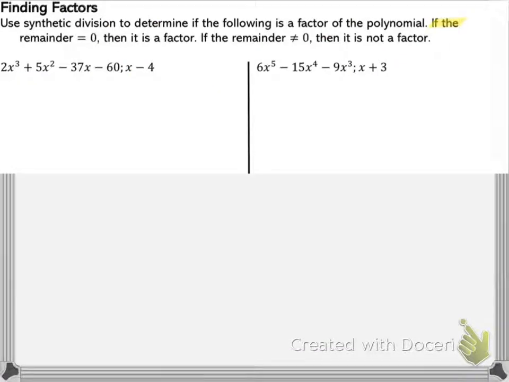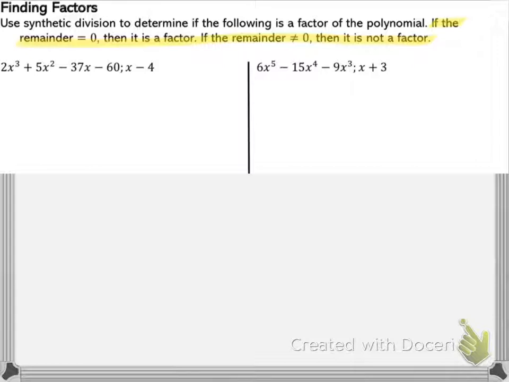So the final little bit is just basically a review of synthetic division because I just want to make sure nobody loses that skill. It's a really good skill to have. It says in this particular section, use synthetic division to determine if the following is a factor of the polynomial. And this next sentence is really important. Go ahead and just highlight it. It should be, if the remainder is equal to 0, then it is a factor. But if the remainder does not equal 0, then it is not a factor. So sometimes it's hard to understand when you just read it. So let me show you.